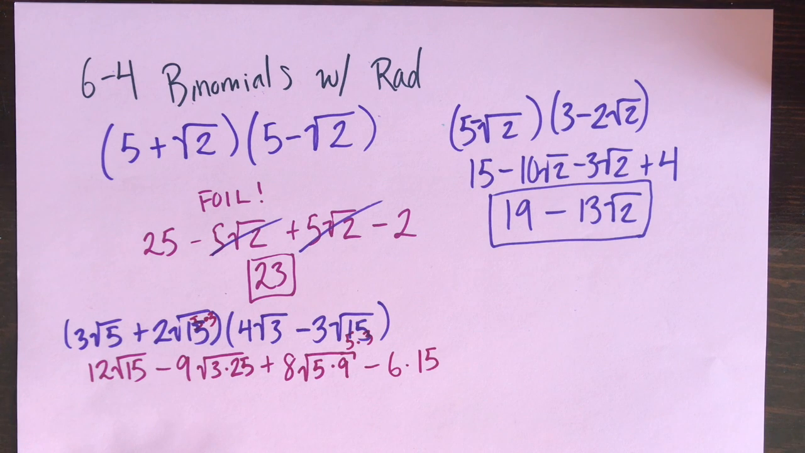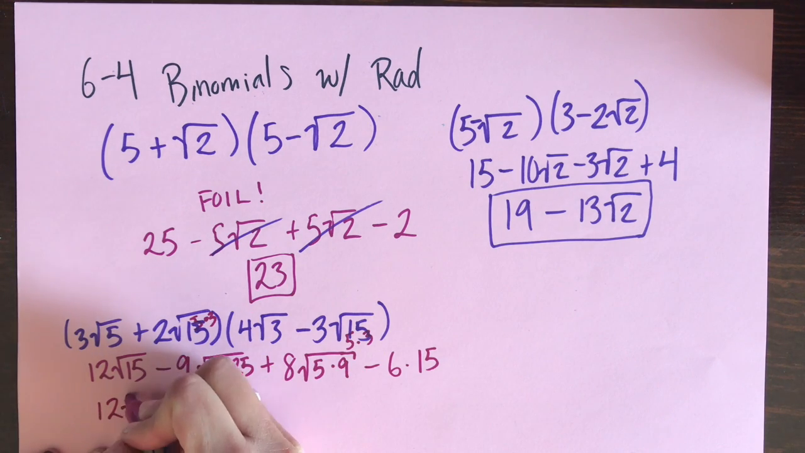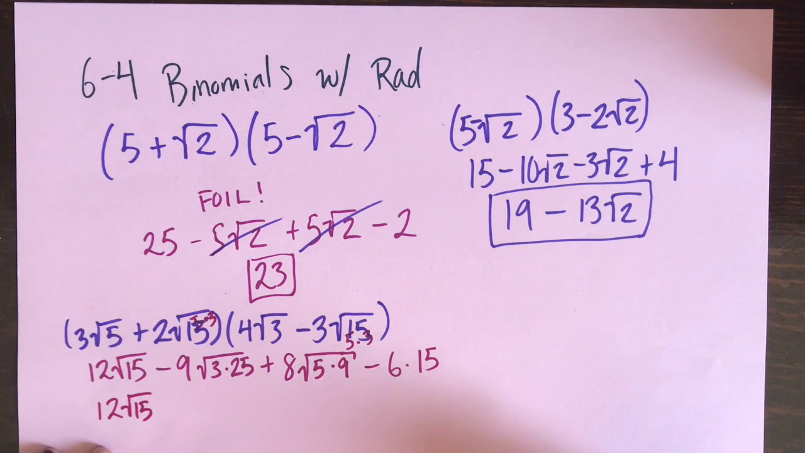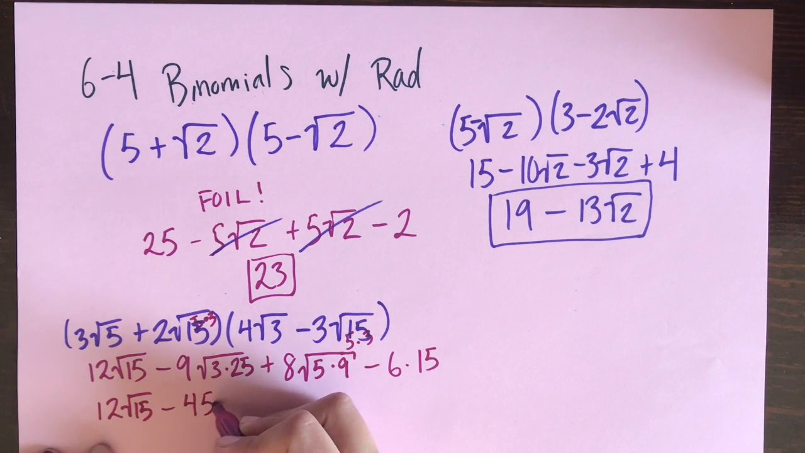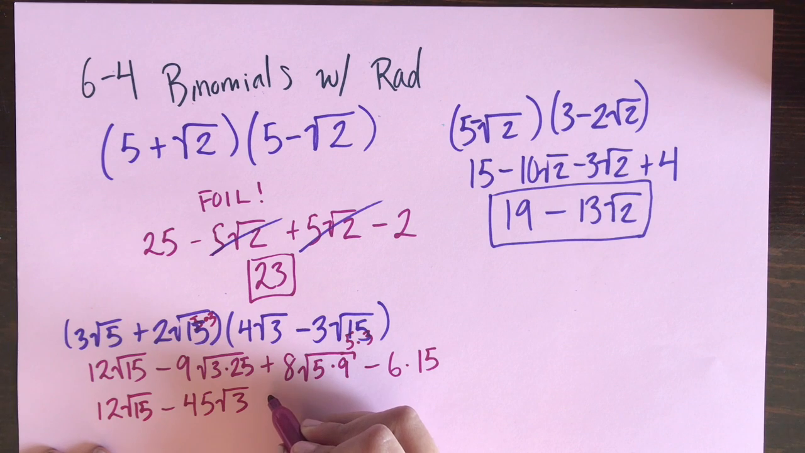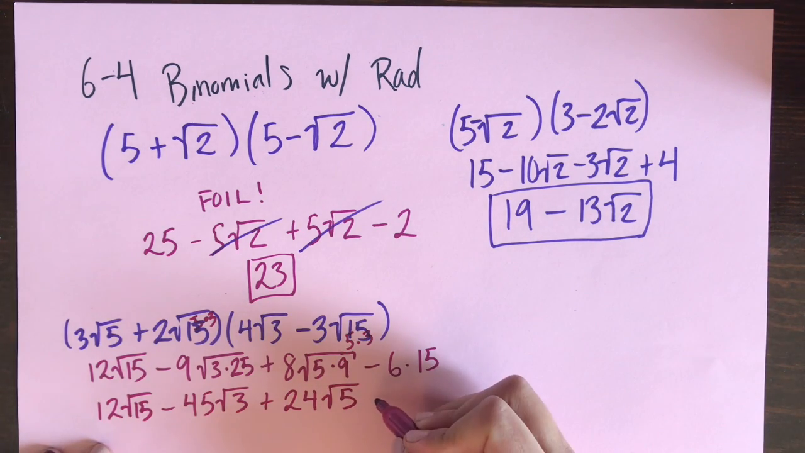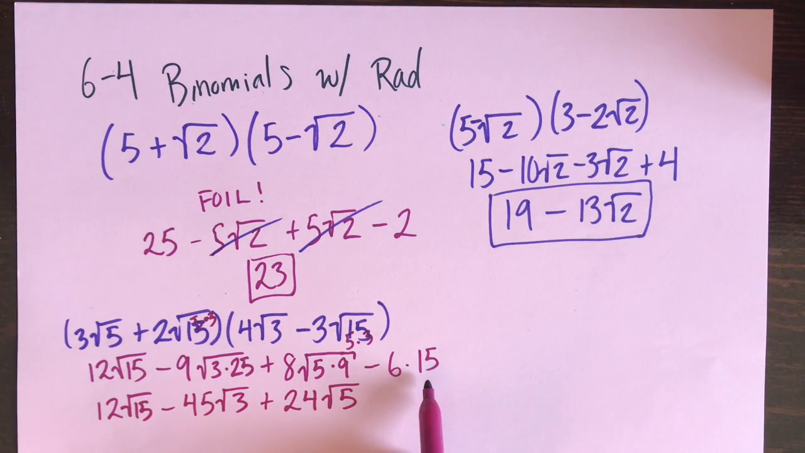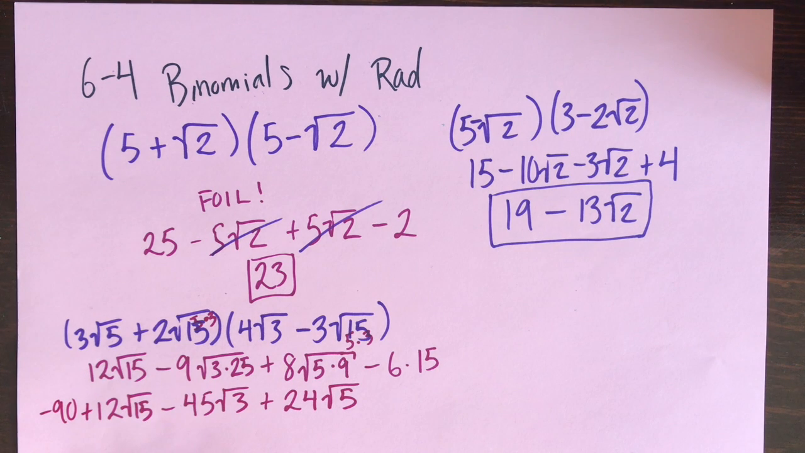You could also just say that it's 45. It doesn't matter to me. And then the last one is going to be minus 6 times 15, because rad 15 times rad 15 is just 15. So then I'm just going to combine everything. Notice that a 5 comes out of that guy, so it's going to be 45 rad 3. And then a 3 comes out of the next guy, so it's going to be 24 rad 5. And then the last guy is just a number. Usually we write the number in the front, so I'm going to rewrite it in the front. It's negative 90. 6 times 15 is negative 90. And that is my complete expression.